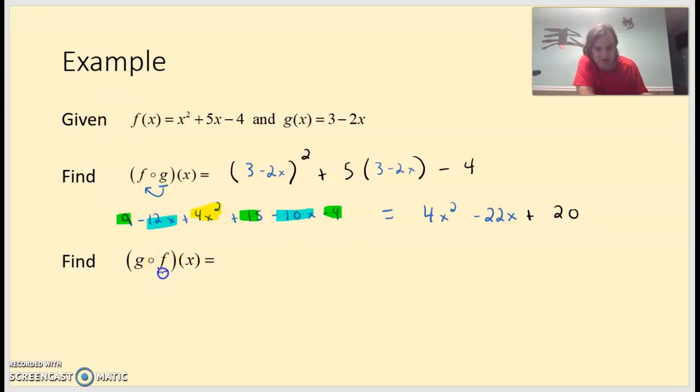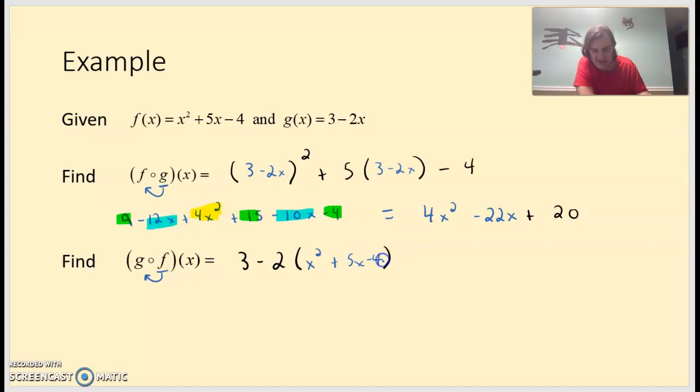Now what we want to do in the next one is do g of f, which can be very different. A few times they may be the same, but you shouldn't expect them to be the same. So let's see here. So we're going to write down g, which is 3 minus 2x. I leave a placeholder for where the x would be. And what I'm going to plug in there this time is f, which was x squared plus 5x minus 4.